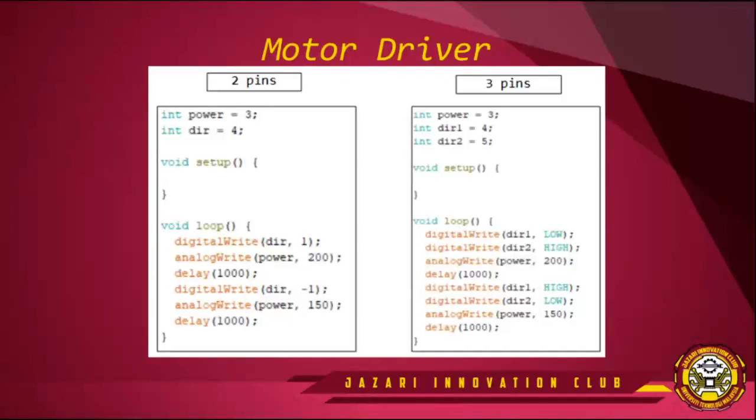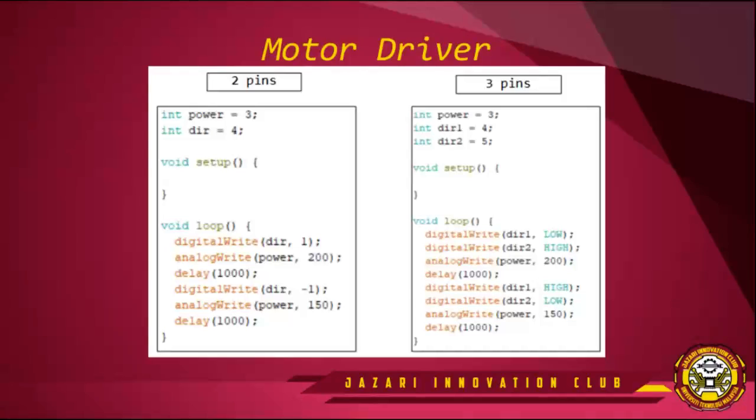For motor driver, we have two types, using 2 pins or 3 pins. It's not exactly 2 pins or 3 pins, it's exactly 4 pins or 6 pins. 2 pins for each motor or 3 pins for each motor. That means for 2 pins we have 4 pins, two for each motor, and for the 3 pins motor driver we have 6 pins.